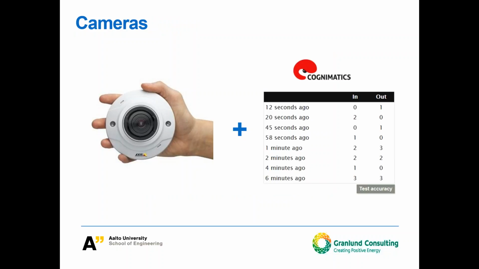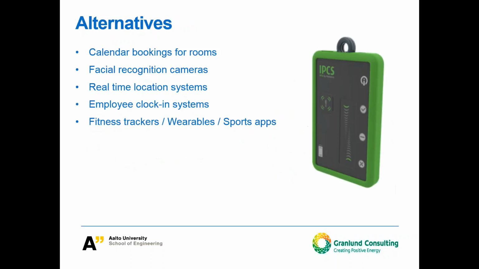Cameras, then, we've used in our cases and we find them very accurate, and there's less of a privacy issue because they're pointing straight down. So this is something that is a little bit more expensive than the Wi-Fi or iBeacons, for example, but we see it as being accurate.